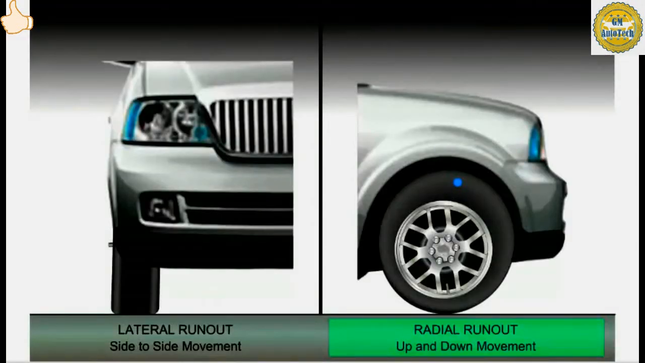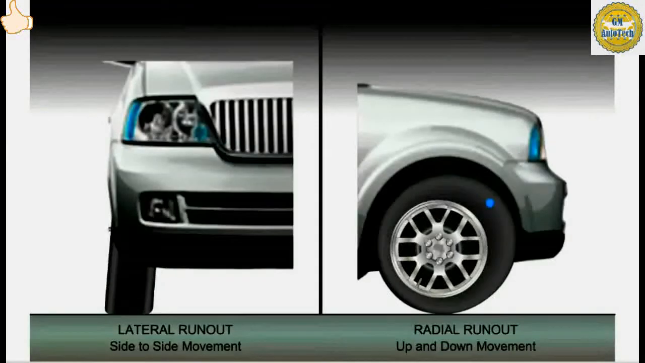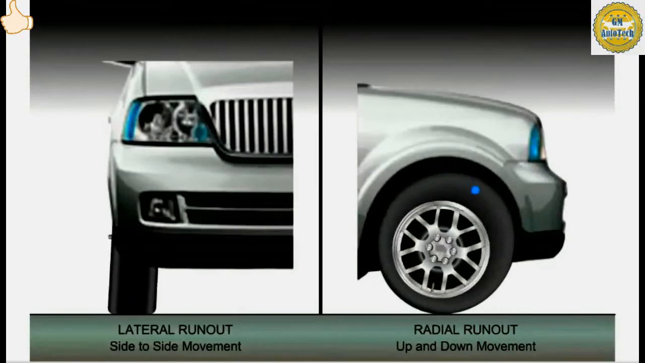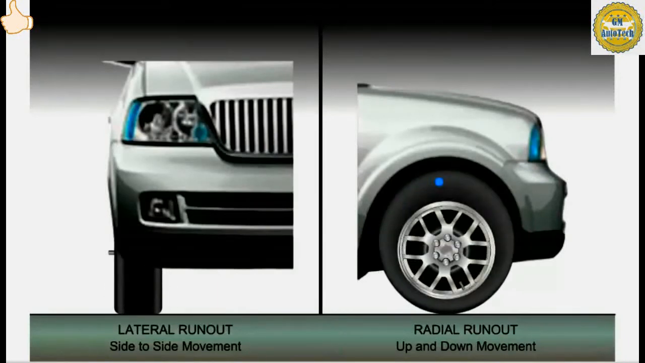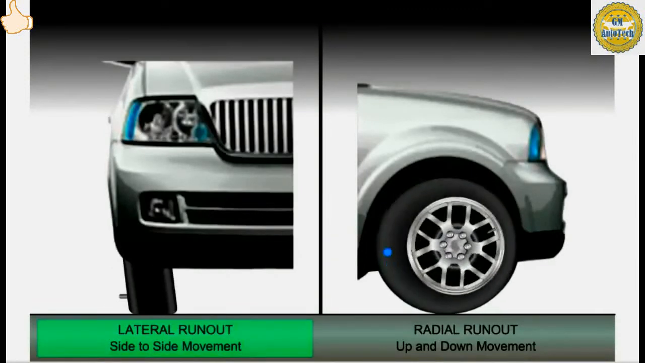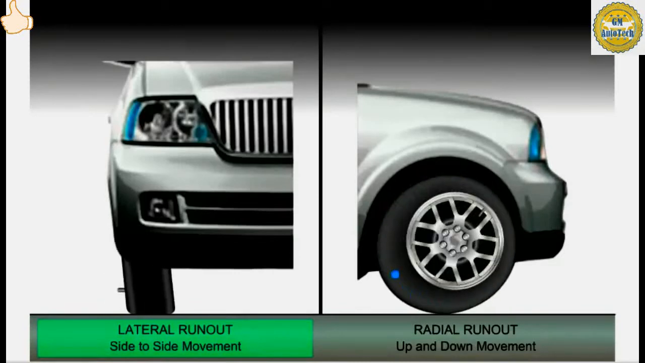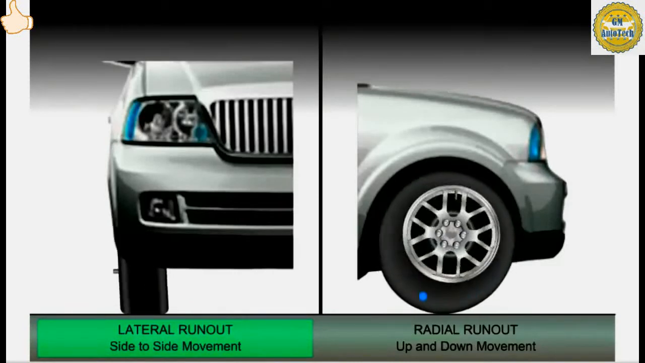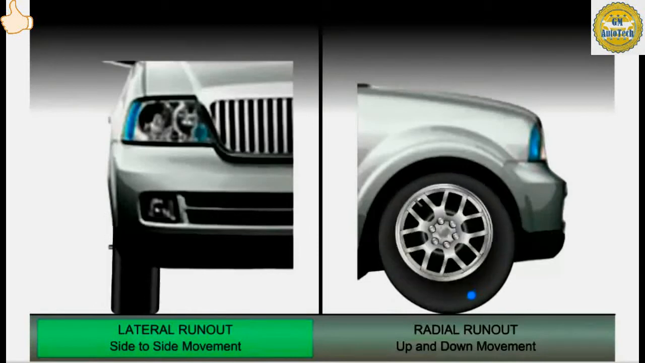Because wheels rotate and are in constant contact with the road, they are highly susceptible to vibrations caused by excessive runout conditions. The two types of runout are lateral and radial. Lateral runout is the side-to-side movement of the wheel and tire. The tire does not rotate on a true plane and may appear to wobble in a side-to-side manner.